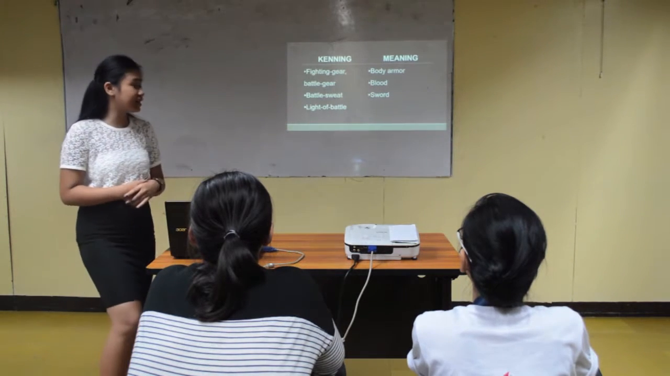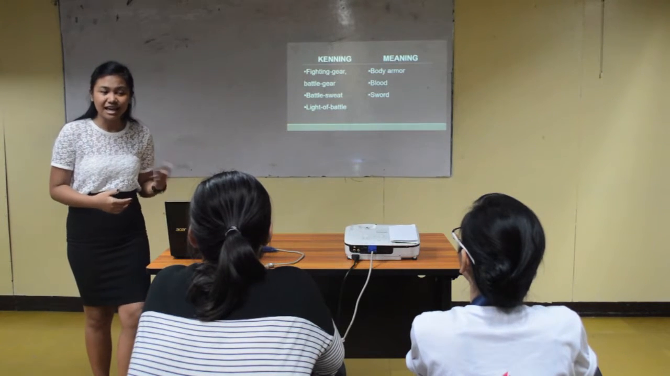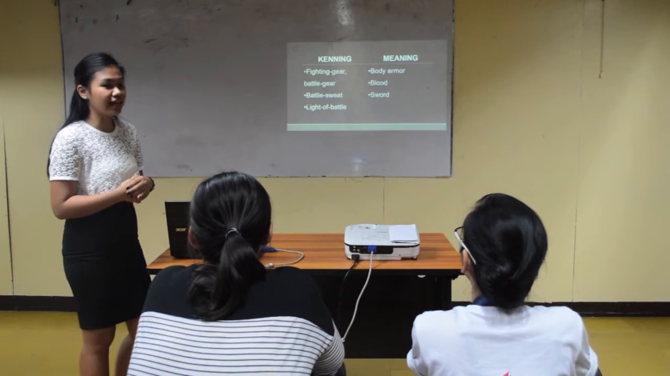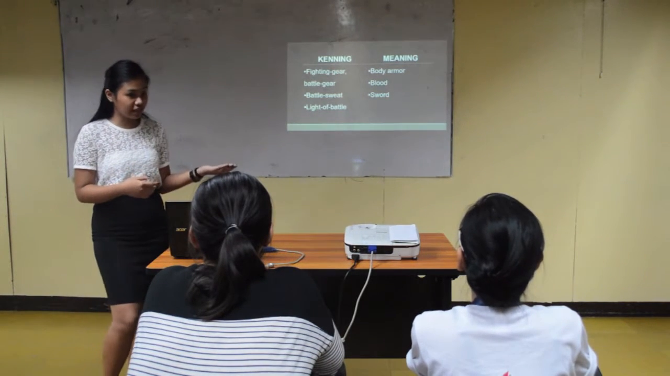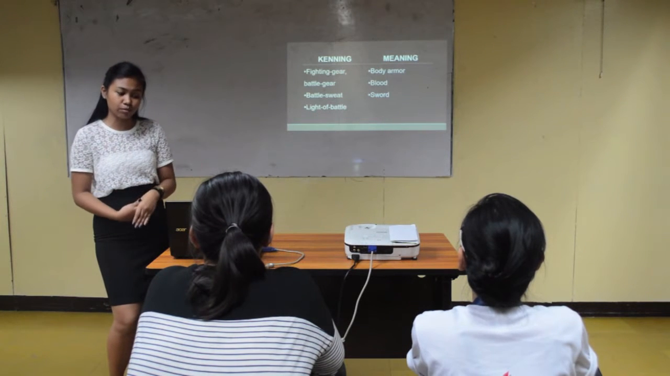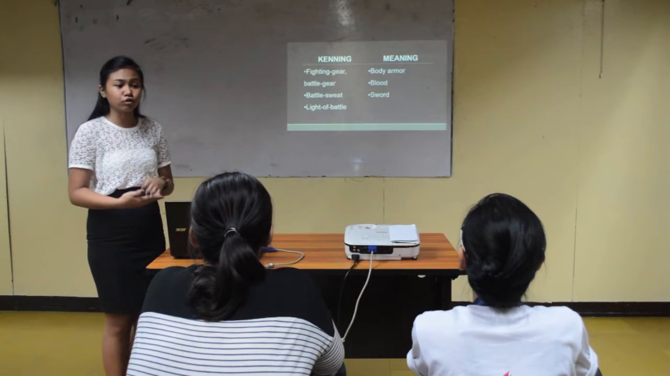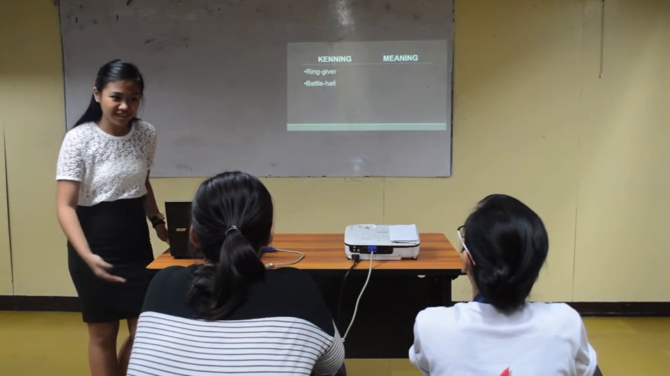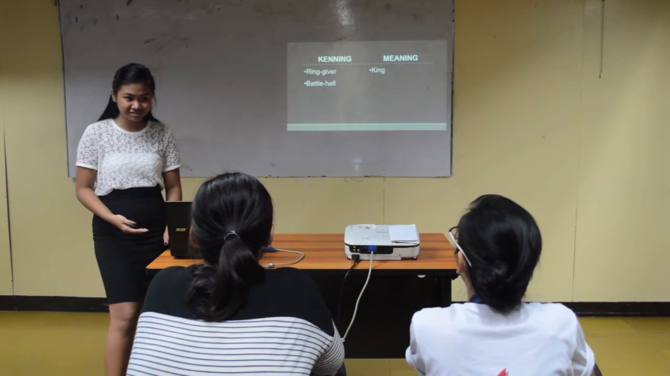To summarize our discussion for today, we've talked about kennings, that is another form of a metaphor, usually in two-word phrases. For example, fighting gear or battle gear for body armor, battle sweat for blood, light of battle for sword, ring giver for king, and last, battle hall for arena.